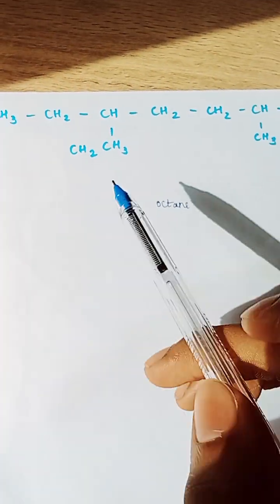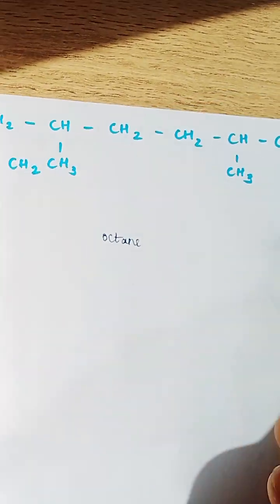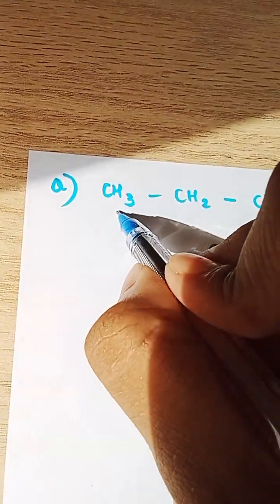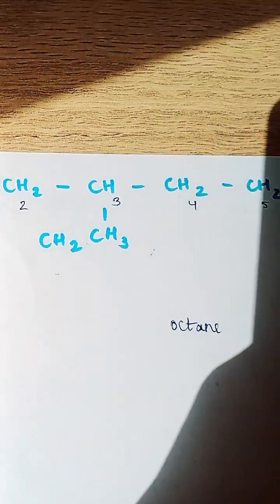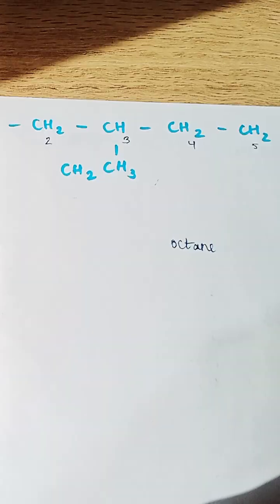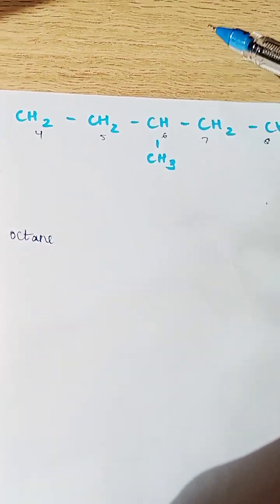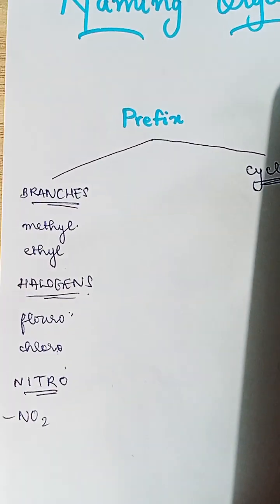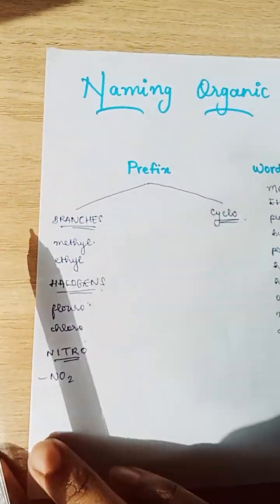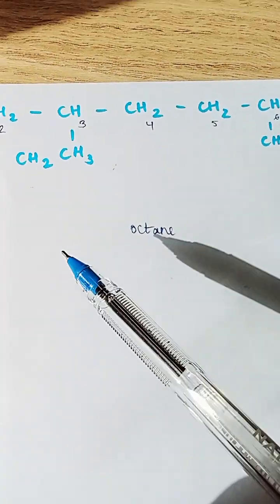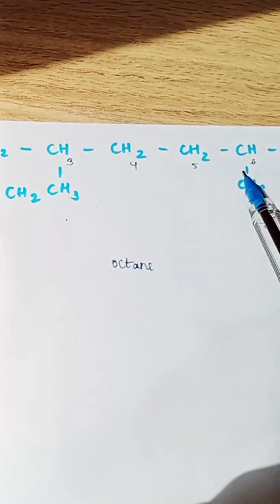Then what do we have? When you look here, there is an ethyl group and there is a methyl group attached. So number the carbons 1, 2, 3, 4, 5, 6, 7, 8. Over here, in the third carbon, ethyl is attached, and in the sixth carbon, methyl is attached. We know that these both are prefixes. Methyl and ethyl, they're branches, so they're the first priority. But then what should we write first? Should we write ethyl or should we write methyl? We should check that in alphabetical order. E comes first and then comes M.